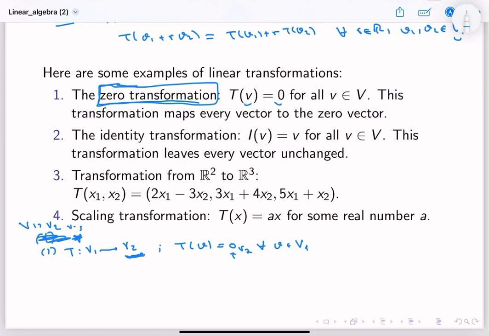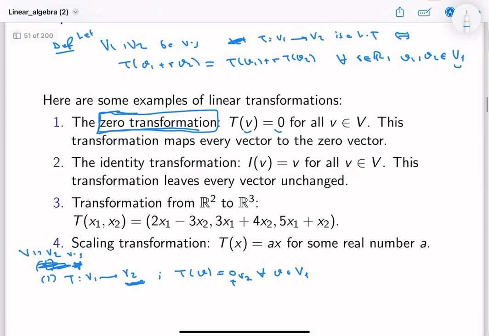Why is this the case? I hope that this is clear. This is an easy thing. So let us check this using the definition here real quick. Let V1, V2 be in the domain, and R be a real number. We want to prove that property star holds, right?